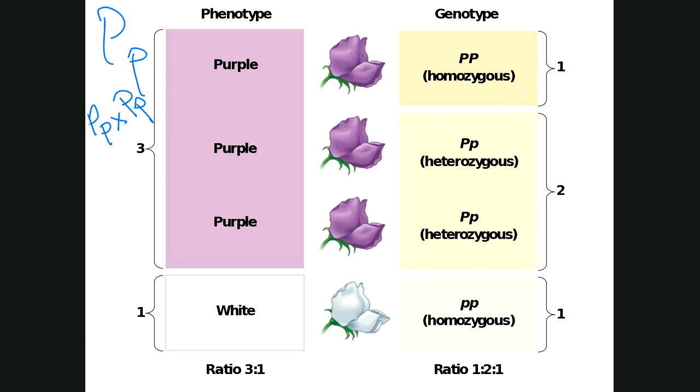So know those ratios, because I might give you a cross between two heterozygotes and give you something like, I don't know, 700.